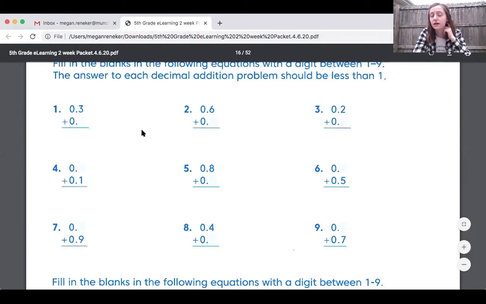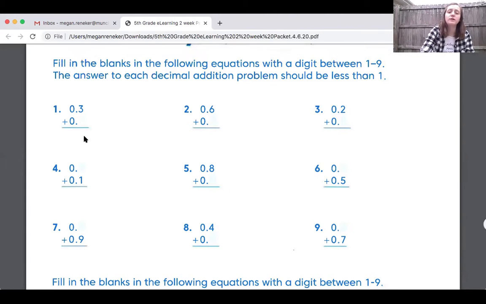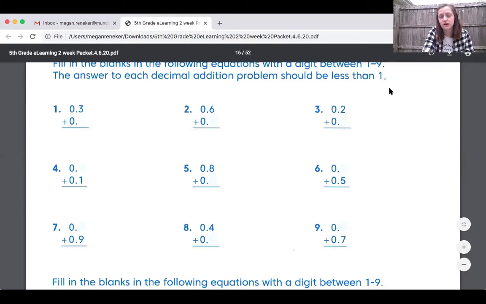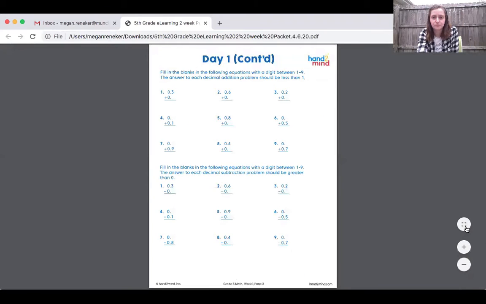We could put in there a 5. So 3/10 plus 5/10 would give us 8/10. We could even put in there a 6, right? And that would give us 9/10. We cannot go higher than 6 though, because again, our instructions tell us that the answer has to be less than 1. Okay.